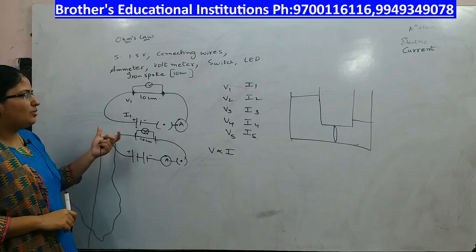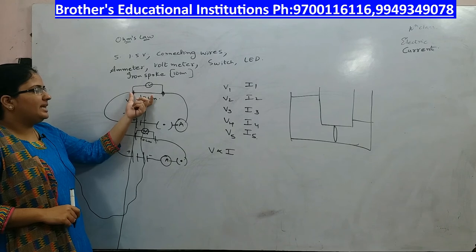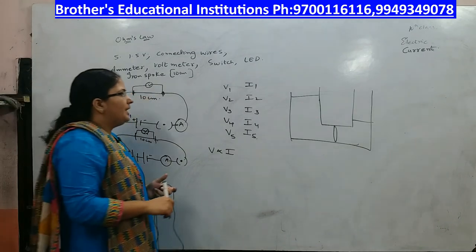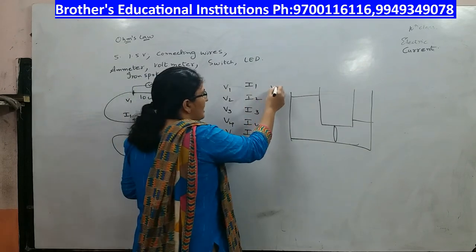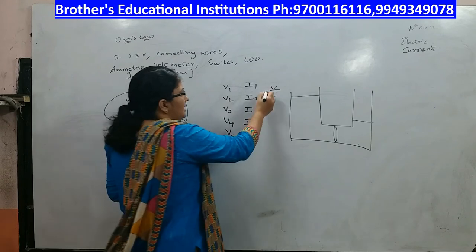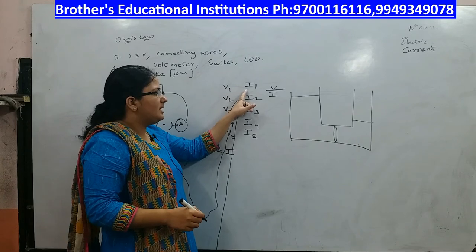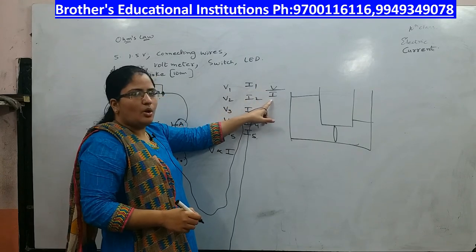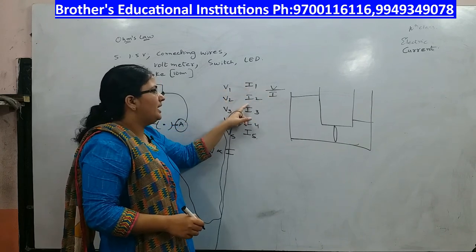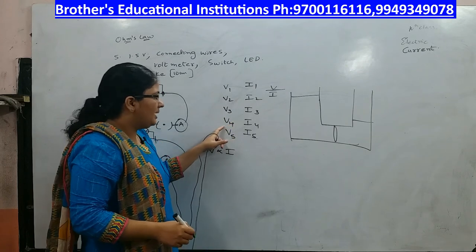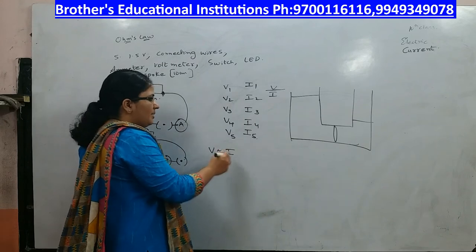Now similarly, if instead of iron spoke you place an LED, you will notice that as the potential difference increases, the current also increases, but the V by I ratio will not be constant. In the first case, when you are taking iron spoke, as the potential difference increases, current also increases in such a way that V by I is a constant. That is, V1 by I1 will be equal to V2 by I2, equal to V3 by I3, equal to V4 by I4, equal to V5 by I5. That is, V is directly proportional to I.